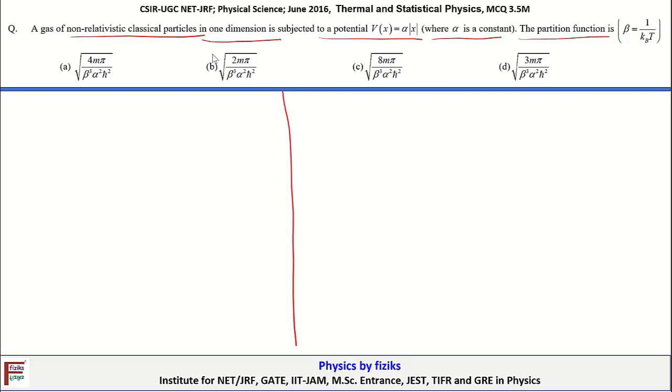Therefore the corresponding Hamiltonian for the system is given by H equal to p square upon 2m plus alpha mod x, or V(x), the given potential.